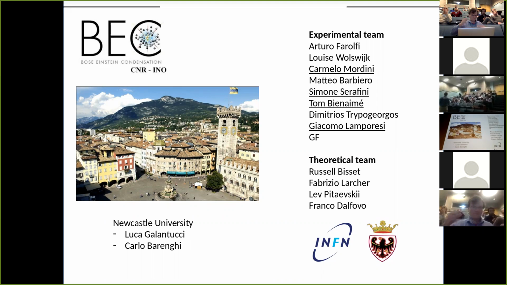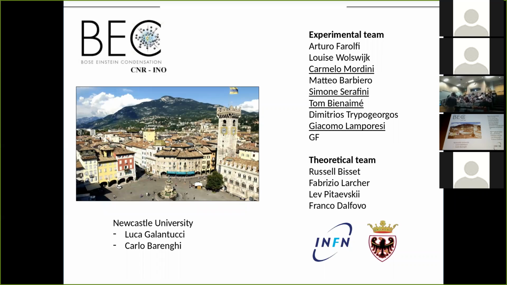The work I will be presenting is a joint effort from my experimental work group, and the main people involved were Carmelo Morini, Serafino Togliani, Giacomo Lamporesi. We benefit, of course, from the theoretical team in Trento, led by Franco Dalfovo and Sandro Stringari, and others also contributed. And also we benefit from the support of our friends at the University of Newcastle. Luca and Carlo Barenghi did a substantial part of the simulations that I will be presenting.